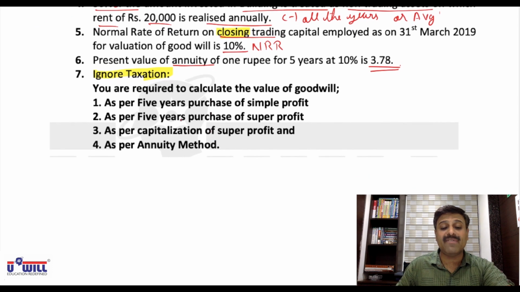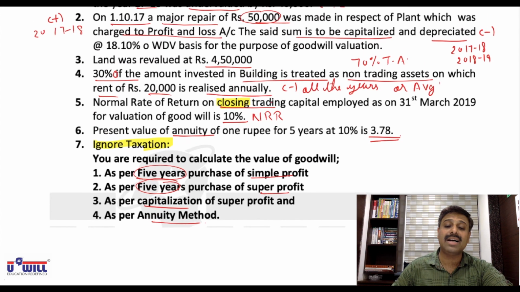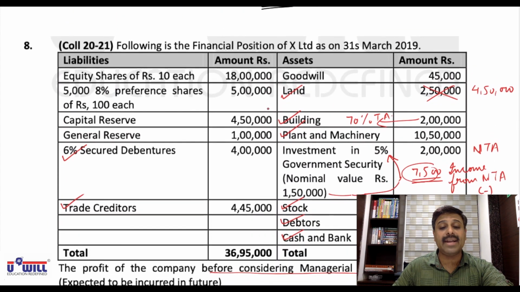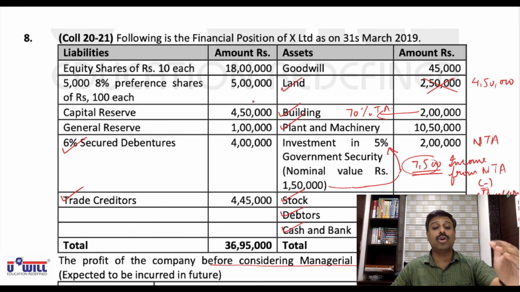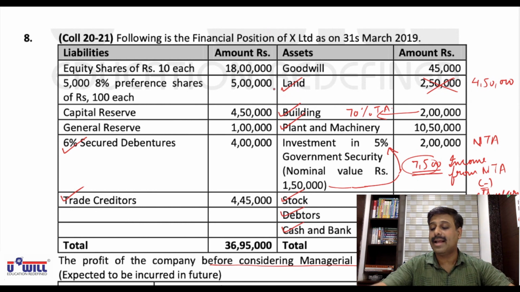You will find goodwill by 4 different methods. All the 4 methods are asked. Simple profit, 5 years purchase everywhere. Super profits, again 5 years purchase. Capitalization is also asked, and annuity method is also asked. All of you try question number 8 entirely on your own, and its solution you will find in the You Will Learn app.